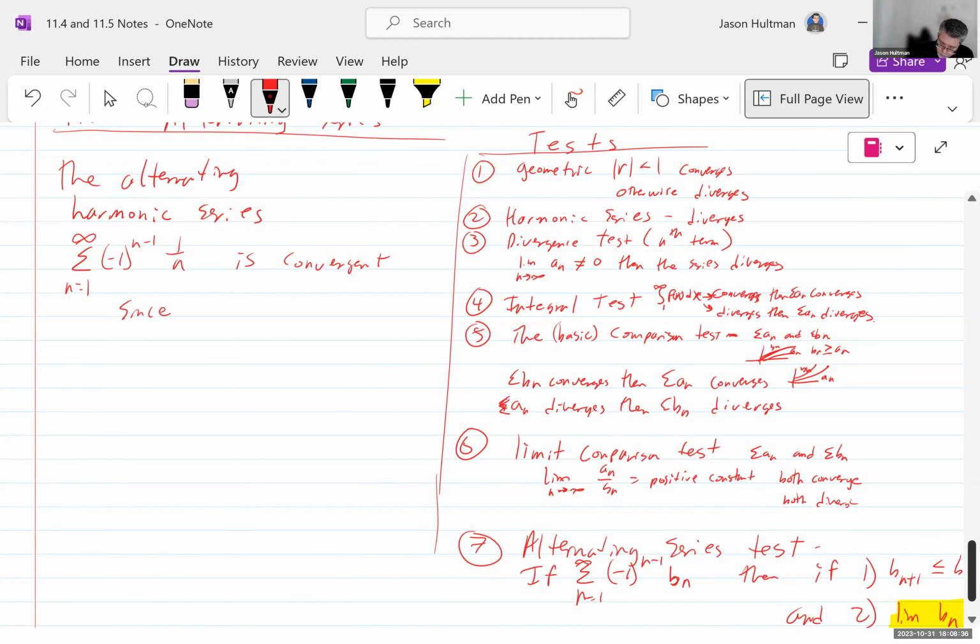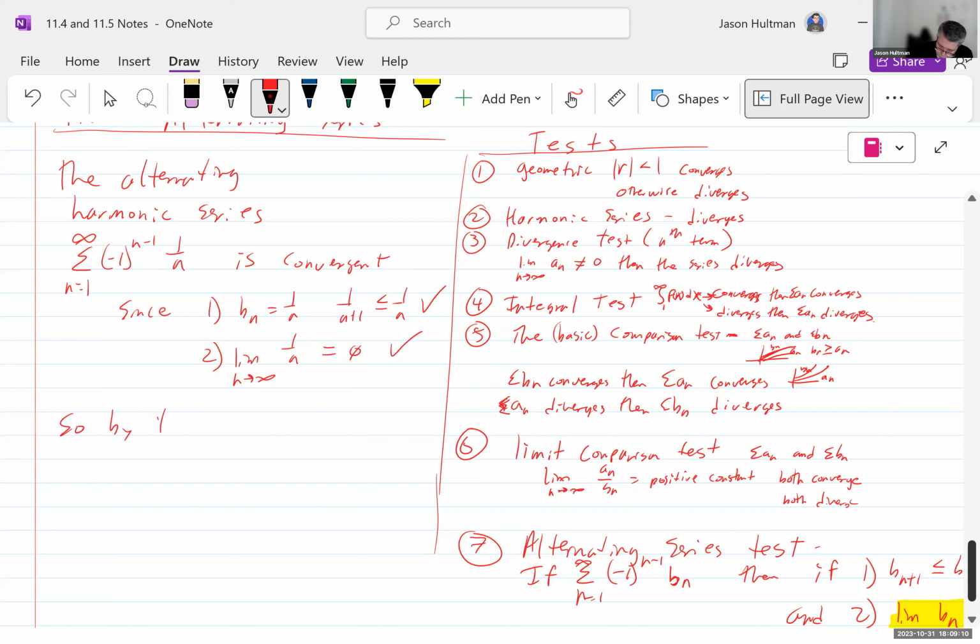since every term b sub n, which equals 1 over n, satisfies: 1 over n+1 is less than or equal to 1 over n for all n. That's true, that checks. Number 2, the limit as n goes to infinity of 1 over n equals 0. That checks.